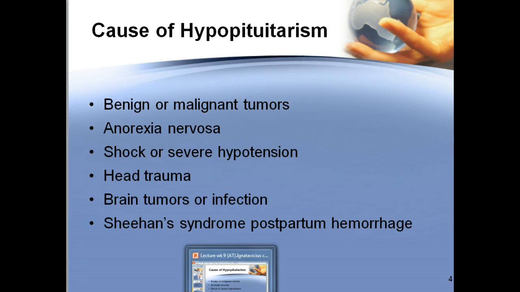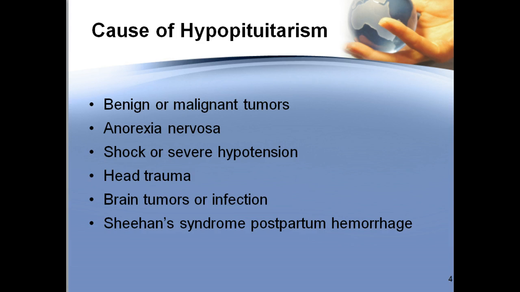There could be many causes of a person having hypopituitarism. Some of the main causes would be benign or malignant tumors, anorexia nervosa, shock or severe hypotension, head trauma, brain tumors, infection, and also Sheehan syndrome of postpartum hemorrhage, or reasons why a person could have those type of problems.